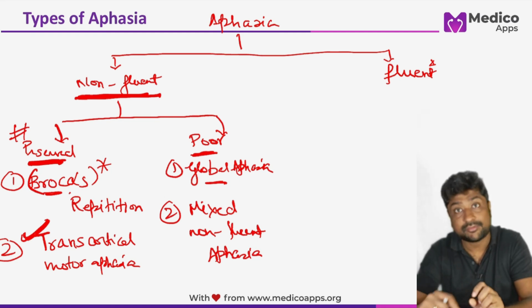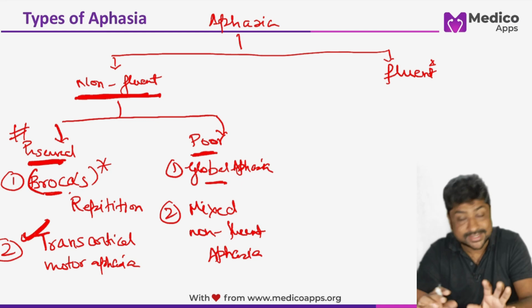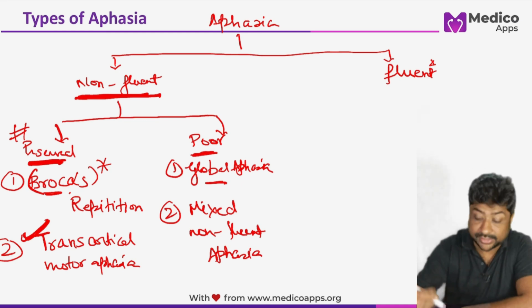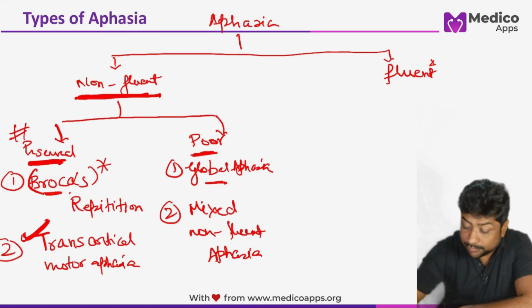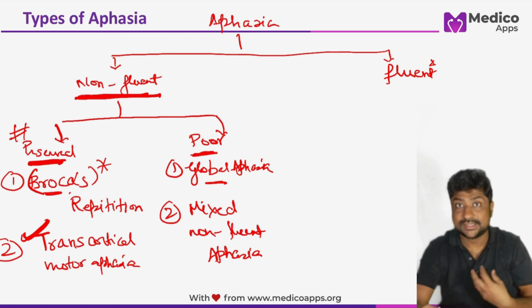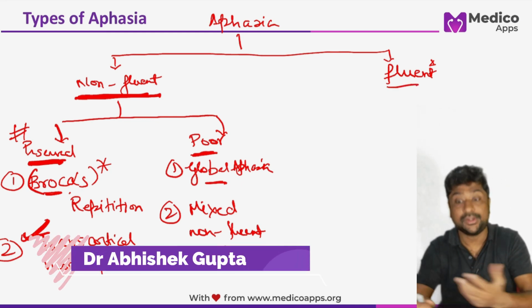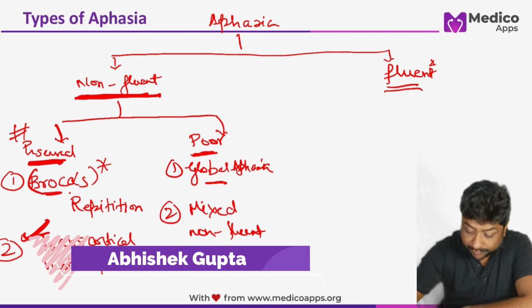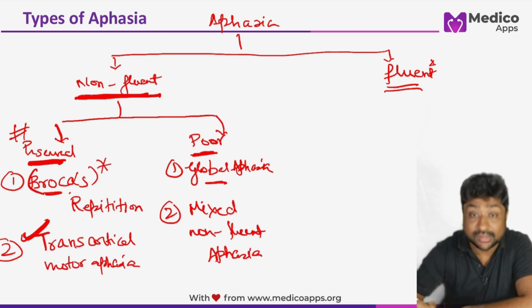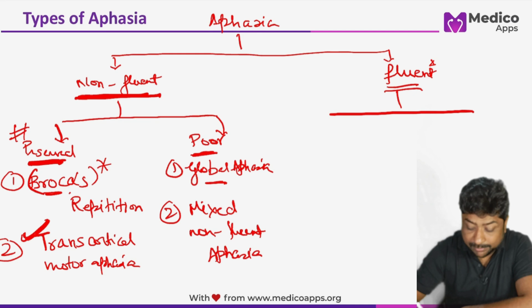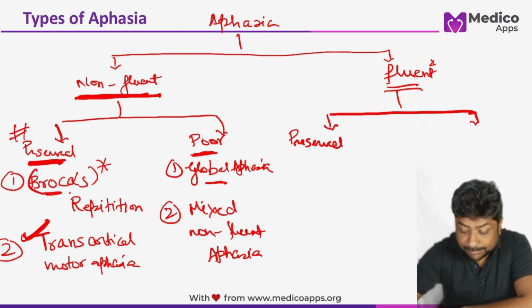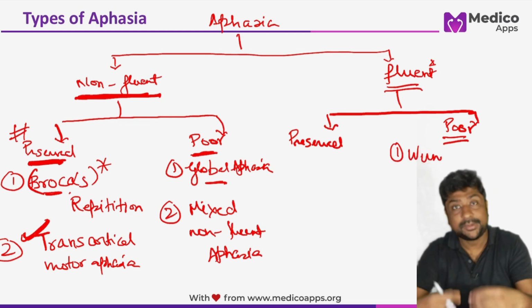Now, I'm going to give you clinical cases which will make all these different types of aphasia much clearer. But first, let's have a quick understanding of the different types of aphasia. When we talk about fluent aphasias, the patient is able to talk fluently. But in these cases, understanding can be preserved or understanding can be poor. The first example of poor understanding will be Wernicke's.